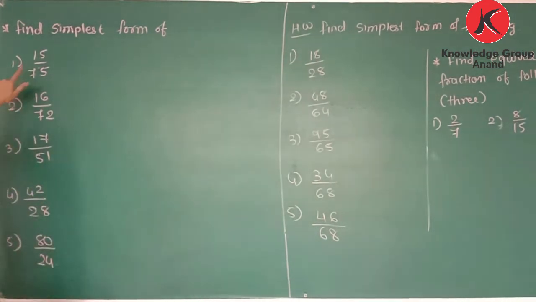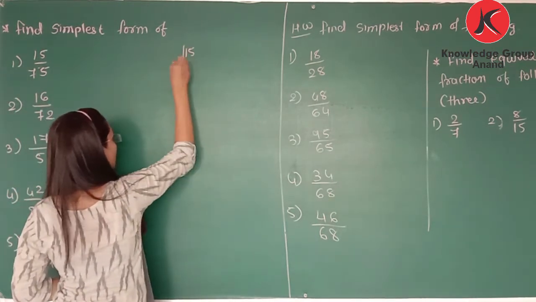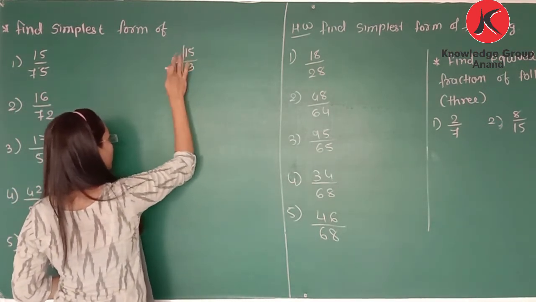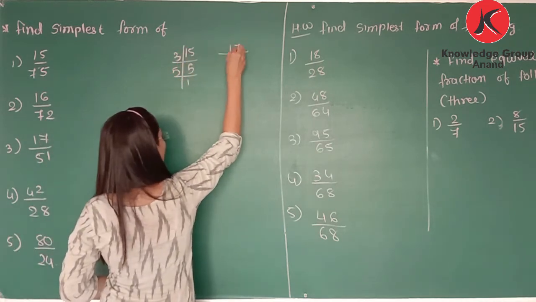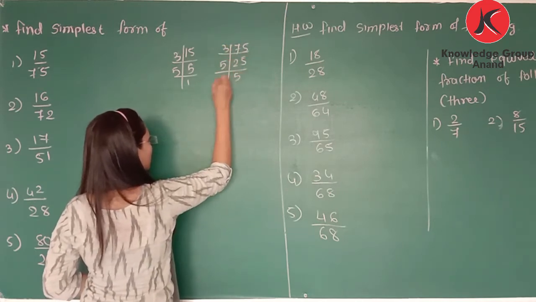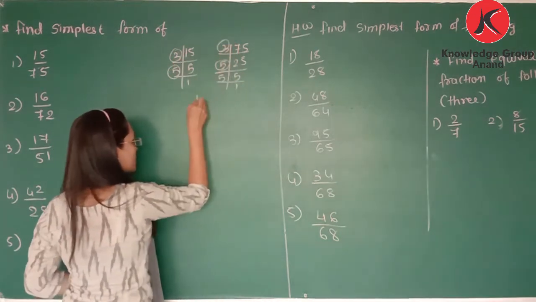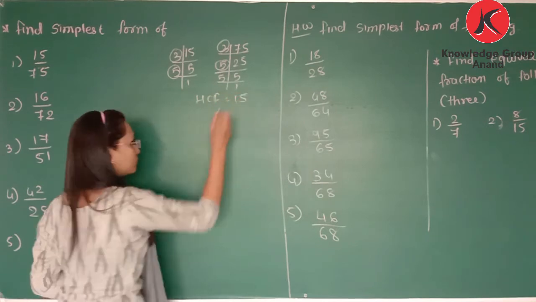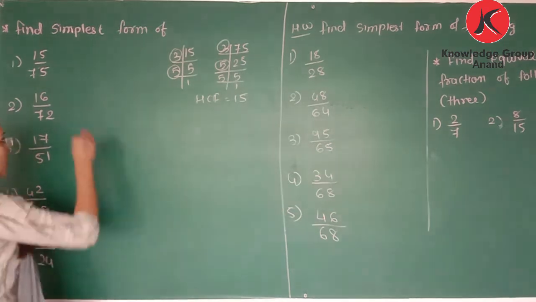So here first is 15 by 75. What you need to do? You can find the HCF or you can cut the common factor. So let's find the HCF of 15 and 75. 5 3s are 15. 5 is 5. For 75. So what will be the HCF? 3 and 5. 3 and 5. It means HCF is 15. 3 5s are 15. It means you need to divide 15 and 75 with 15.